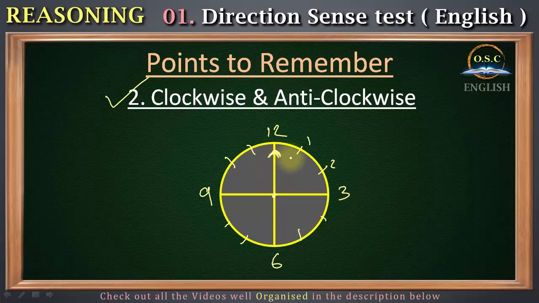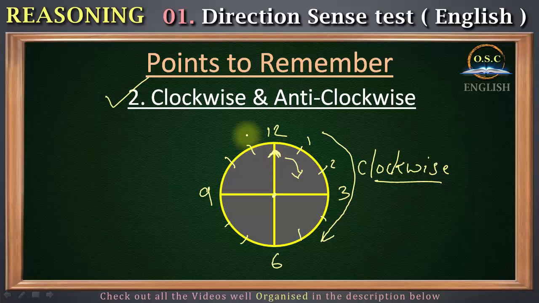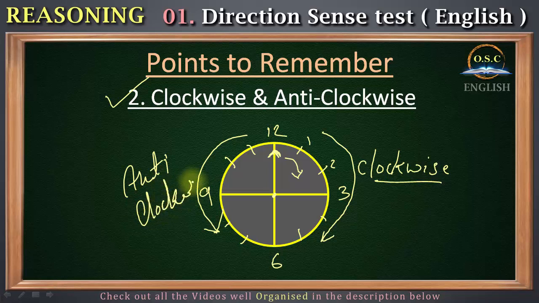At this point, it's going to move this side, right? So whatever moves this side is called clockwise, I mean like a clock. Clockwise is nothing but moving in accordance with the clock, and whichever goes opposite to it, this way, is called the anti-clockwise direction. So if it moves in this manner, it's called clockwise. If it moves in this manner, it's called anti-clockwise.